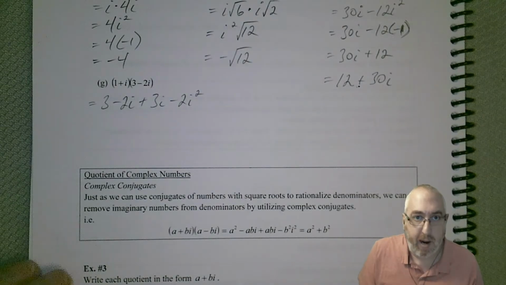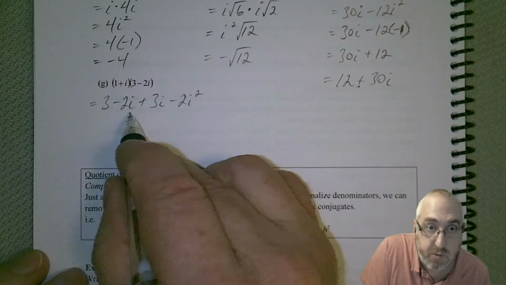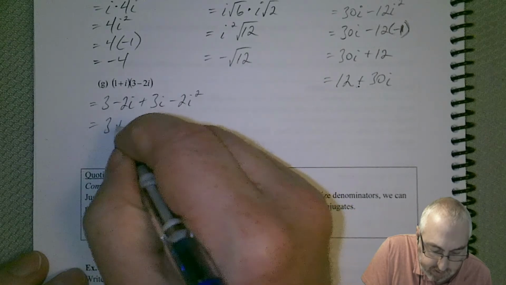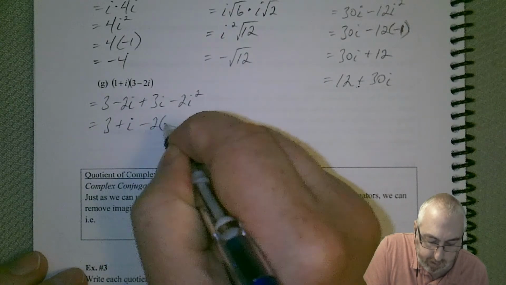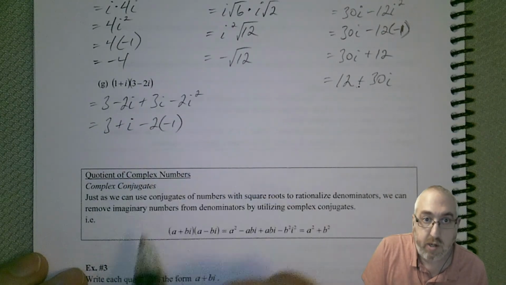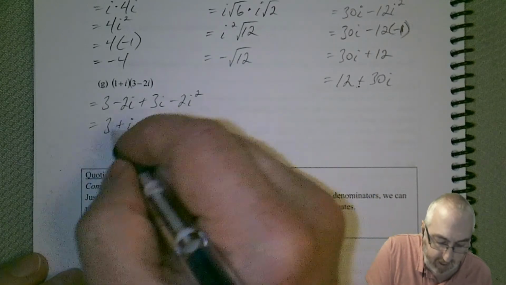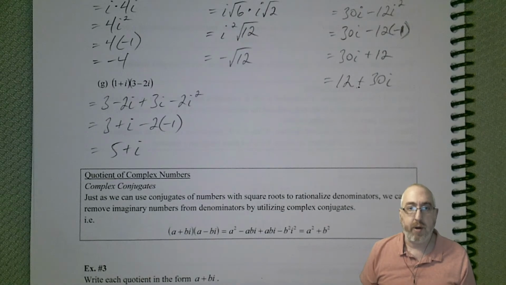All right, let's combine and simplify. We got an I squared, let's get rid of that. We got a couple terms with i's. So it looks like 3 plus I minus the 2 times -1, which is going to be a positive 2. 2 and 3 is 5. So 5 plus I should be your final answer.